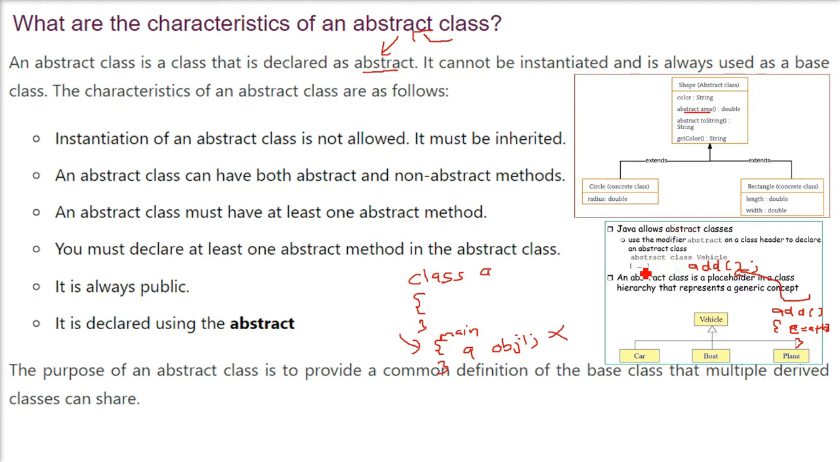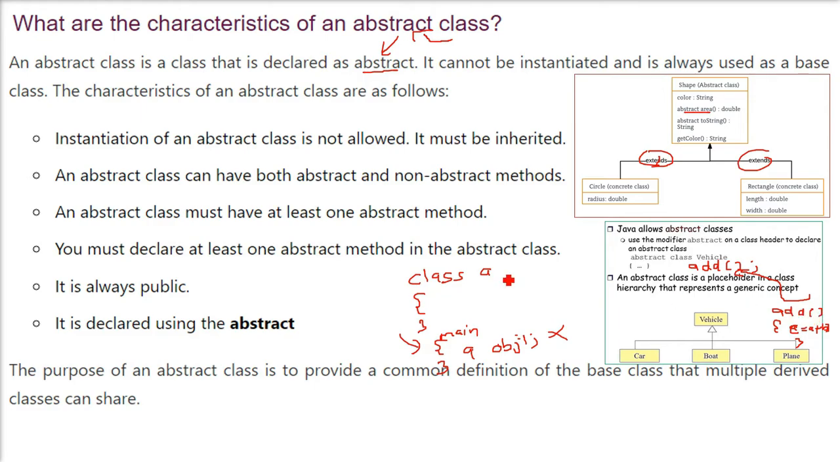I hope you got the idea. You just tell what needs to be done. You don't tell how it is to be done. That is done by the derived class. So instantiation cannot be done. The abstract class has to be inherited.